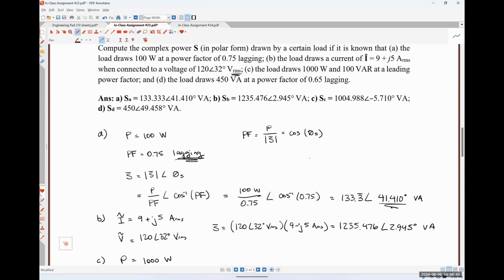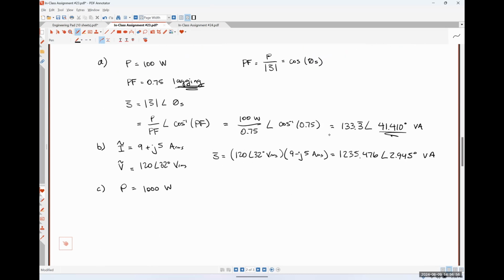And then we're told that it draws 100 VAR at a leading power factor. So what did I just give you there? The reactive part. Okay. And the sign. And the sign, absolutely right. So should this be Q is equal to 100 or Q is equal to negative 100? Negative 100 because of the leading power factor. Great job.